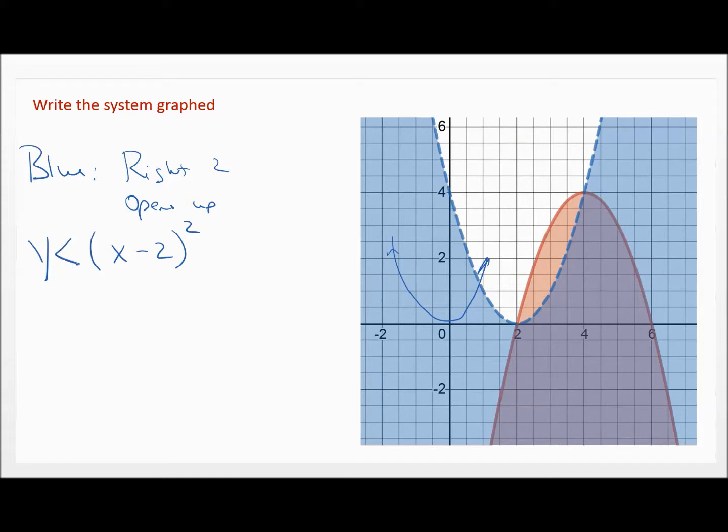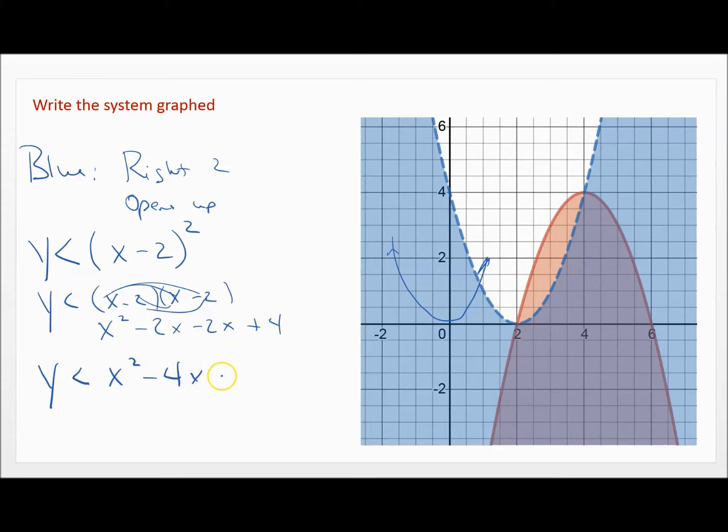Now another way to write that is, usually in the homework they don't leave it like this. So I would have to multiply that out. y is (x minus 2) times (x minus 2). You know how to do this. x times x is x squared, minus 2x. There's another minus 2x, and negative 2 times negative 2 is plus 4. So that would be y is less than x squared minus 4x plus 4. That is more than likely how you're going to see that one.